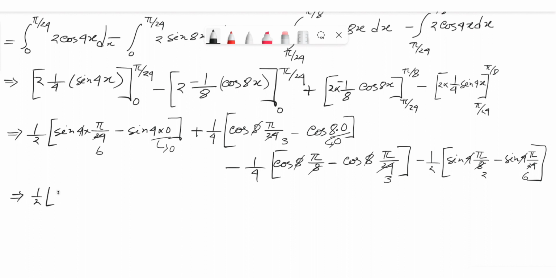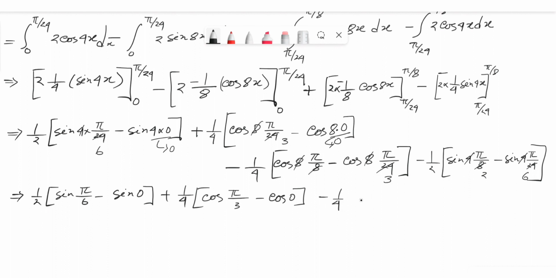So from here we have 1 by 2 sine pi by 6 minus sine 0 plus 1 by 4 cos pi by 3 minus cos 0 minus 1 by 4. This will be cos pi. This will be cos pi by 3 minus 1 by 2. This will be sine pi by 2 minus sine pi by 6.